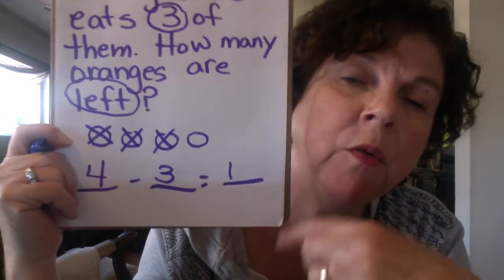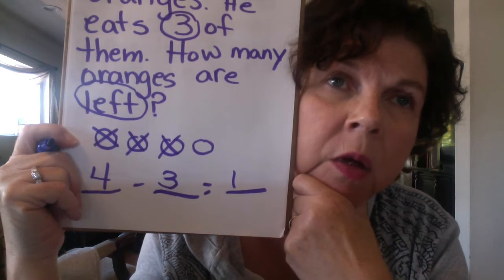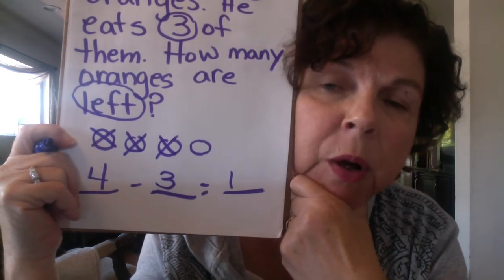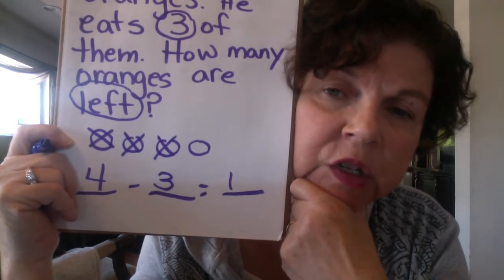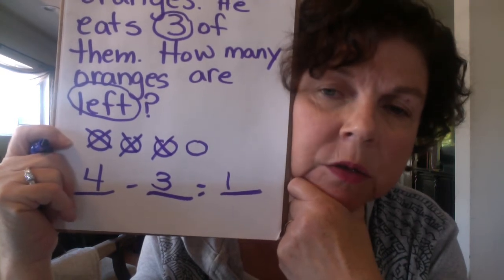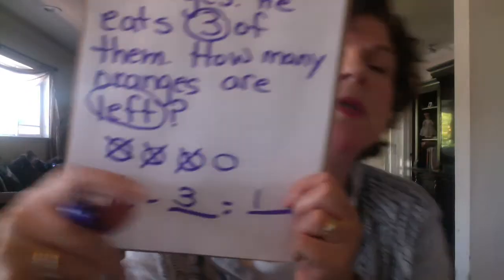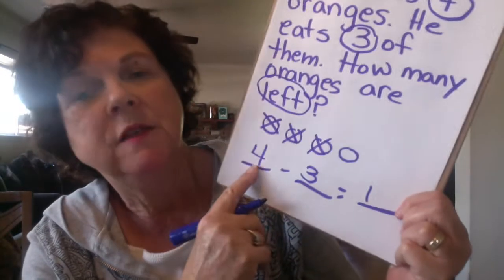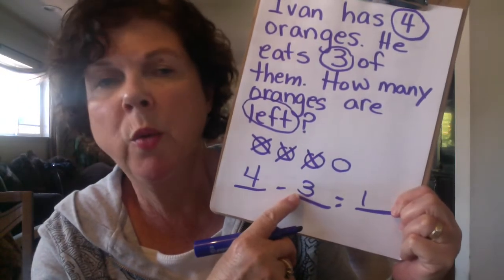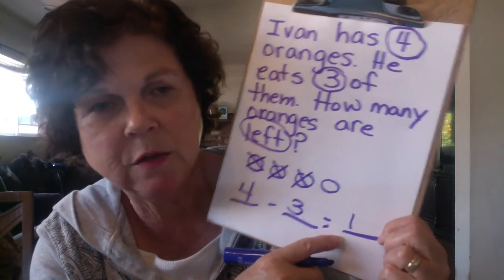Okay, very important that you put them in the right spots because just like when we were doing composing and decomposing and addition and that kind of thing, if you put it in the wrong spot, you're not going to get the right answer. Okay, so the first spot is for what you started with. The second spot is for what went away. And the third spot is how many's left.